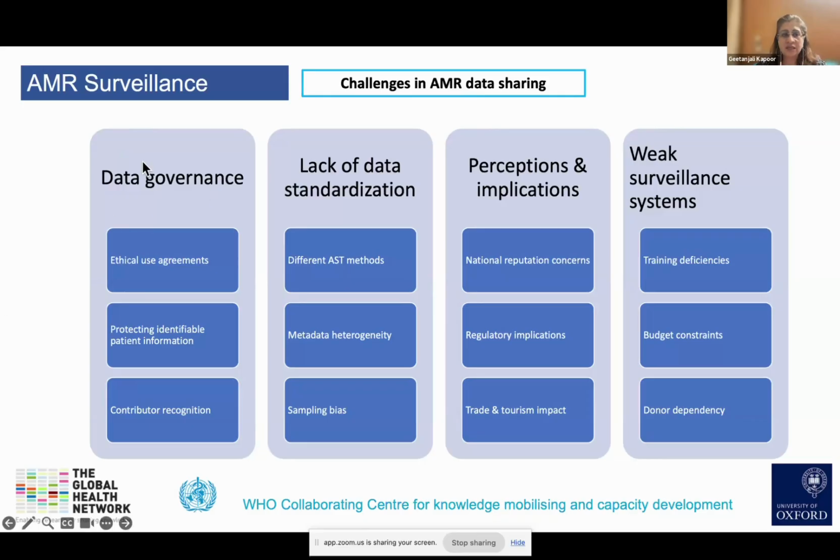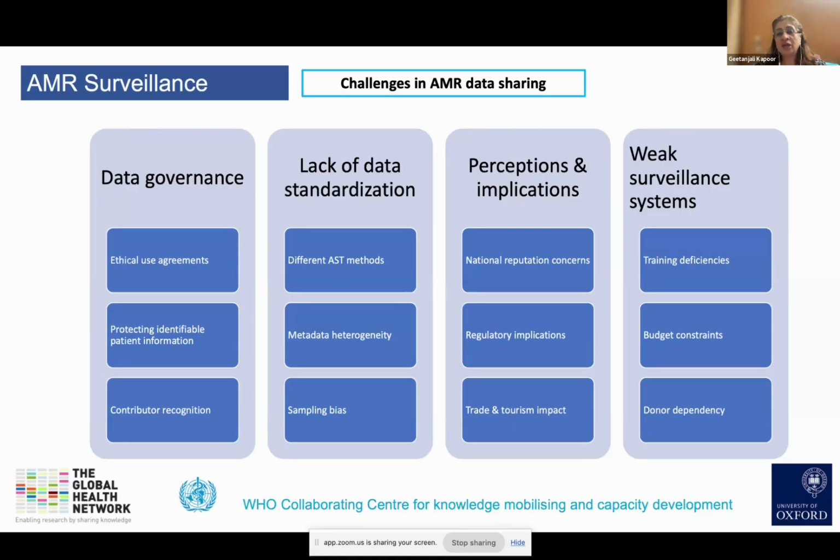The first one is data governance. Why do we say data governance could be a challenge? Because first of all, everybody who has the data, if they have to share it, needs to be very sure that it's being used in a credible way. Then, there is information about patients which is identifiable and needs to be protected. Then the researchers would like to be recognized if any information is getting published. These concerns are of course very justified. We definitely need ethical use agreements in place, and all this takes time. So data governance is a concern.